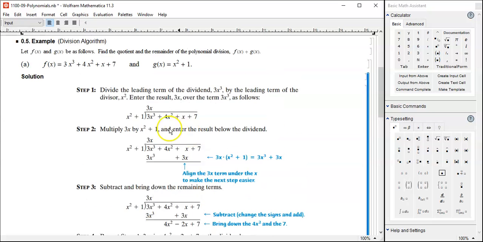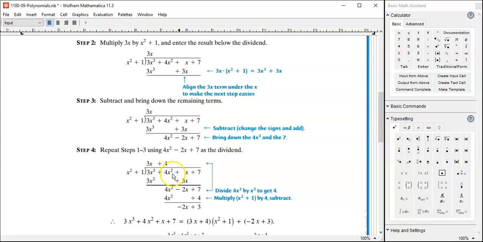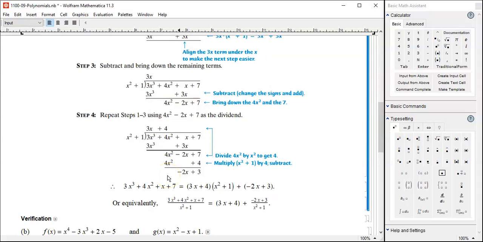Let's go back. Dividend here, divisor there. Step 1, leading term, and get a first term here. Next, multiply and then subtract. Okay, now focus upon the next leading term. Get the term here, monomial here, multiply and subtract. And then get the leading term, multiply and subtract. And then get the leading term, multiply and subtract. Repeat this until you cannot do this any longer.